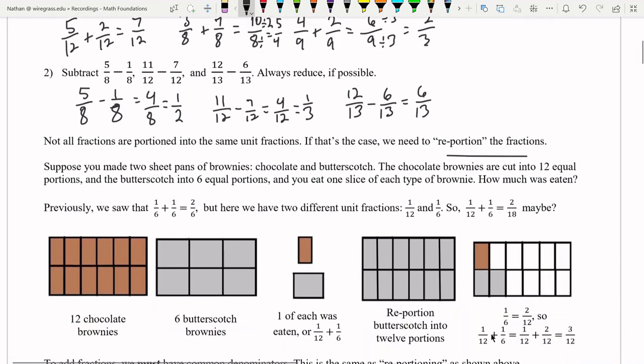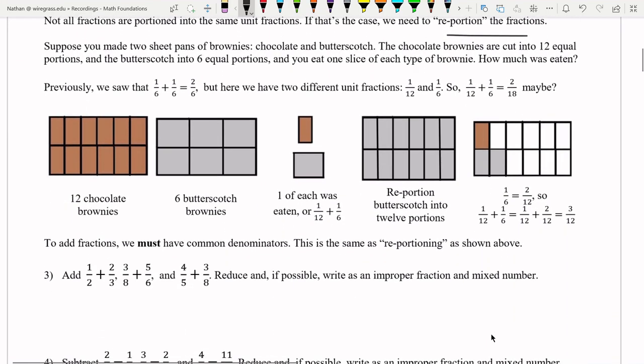So let's see that in practice here. So suppose you had 2 sheets of brownies. One is chocolate and one's butterscotch. The chocolate ones are cut into 12s. That's what we can see here. We have 12 slices here. And then the butterscotch ones are cut into 6 portions. We have 6 slices here.